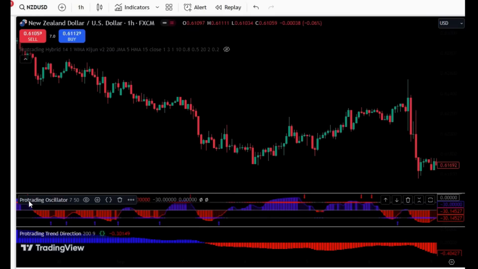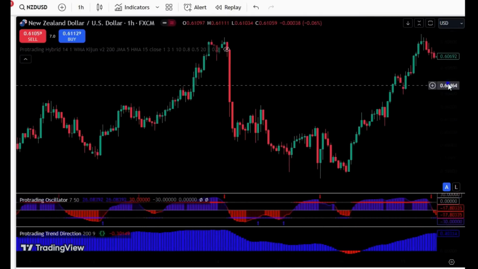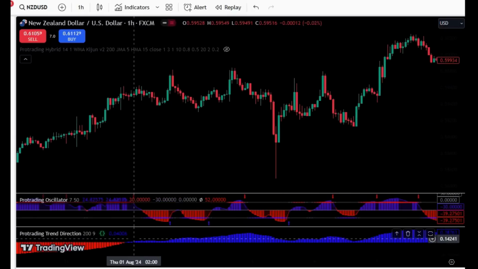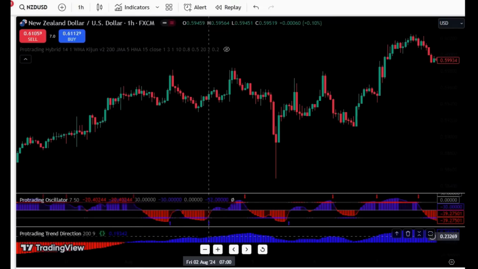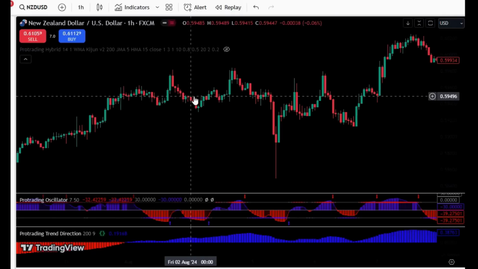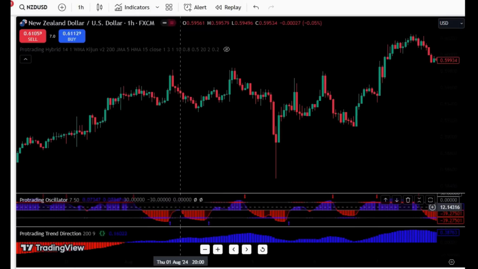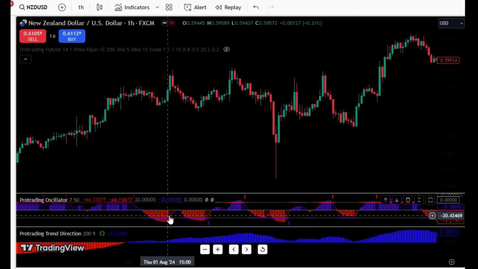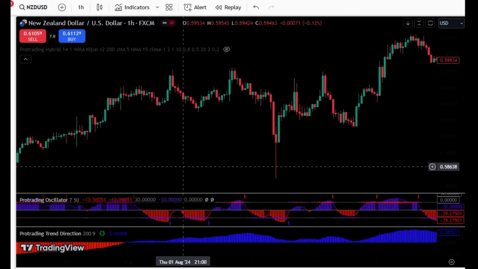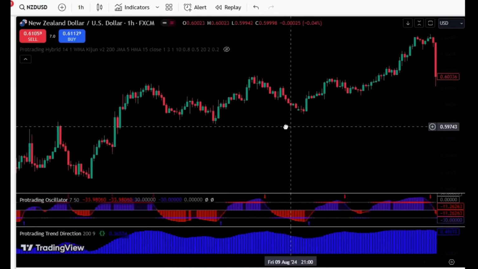So that is how you are going to use the Pro Trading Trend Direction. The next indicator, the Pro Trading Oscillator, gives us our sell and buy signals. As I said, once the Pro Trading Trend Direction has given you an upward trend, from this time you start looking for opportunities from the Pro Trading Oscillator, which is the upper histogram. So here, when you get this arrow, you know that this is an opportunity for you to buy the market. This is how you will be following this strategy.